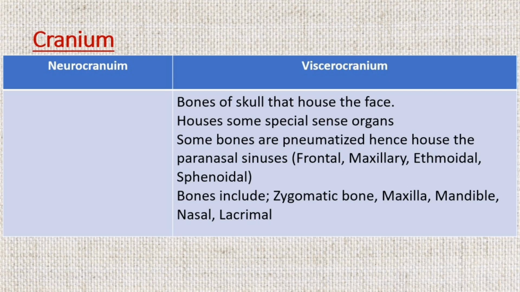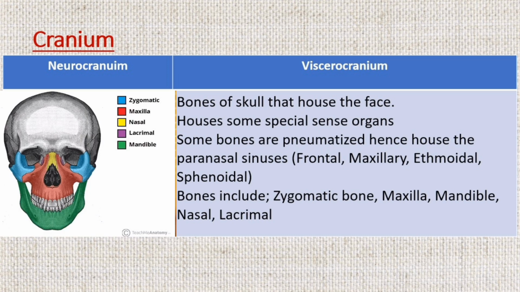The viscerocranium, as we said earlier, refers to the bones of the skull that house the face. They house some special sense organs in the face as well, such as eyes and nose. Some of the bones in the viscerocranium are pneumatized. This is to mean they have some air spaces in them known as paranasal sinuses. There are 4 paranasal sinuses which are important to note: the frontal, maxillary, ethmoidal and sphenoidal paranasal sinuses. The bones in the viscerocranium include the zygomatic bone, the maxilla, the mandible, nasal and lacrimal bones as well.